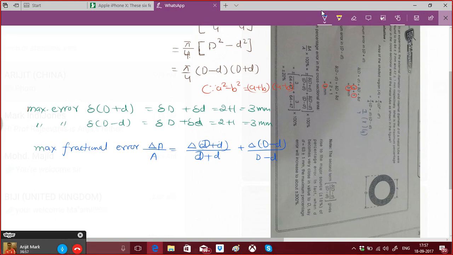Because you can see in your formula, A equals pi by 4 times (D minus d)(D plus d). Yes, that's right. So this is your formula, and we have to convert that into the maximum fractional error. Then the maximum percentage error will be that multiplied by 100.